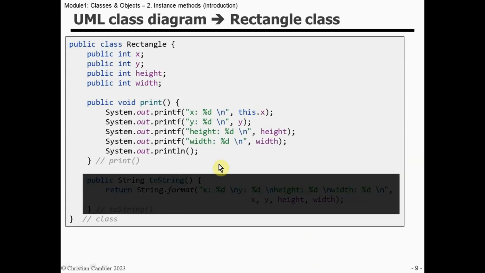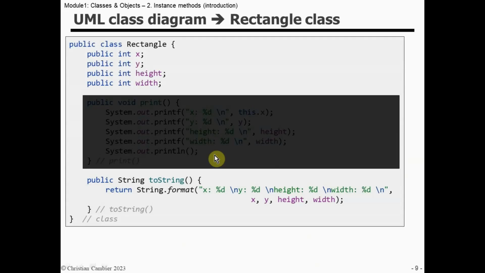This can be translated to the following in the rectangle class. I will no longer use the print method, but replace it by the toString method instead. String.format puts all the requested information in a new string object, and the method returns a reference to that object, so of type String, to whomever invokes this method, which will be the client in our case.